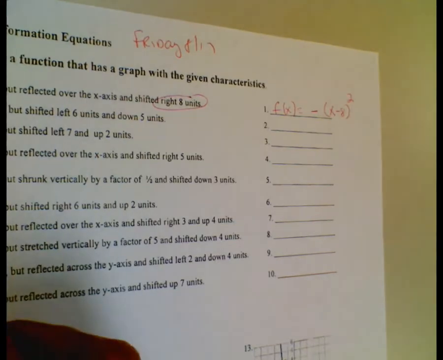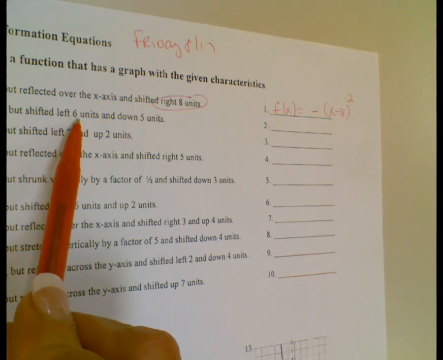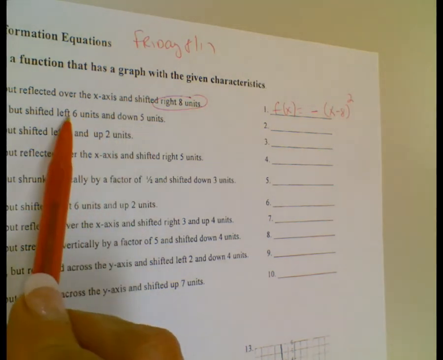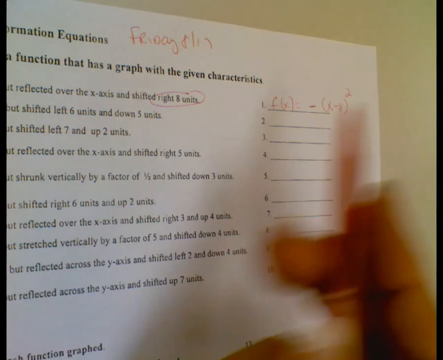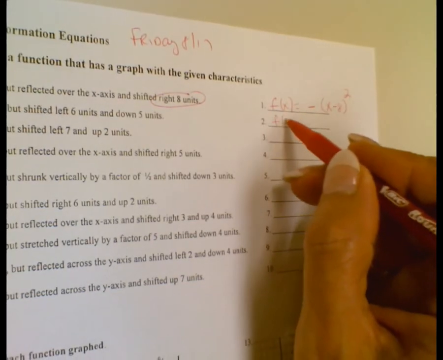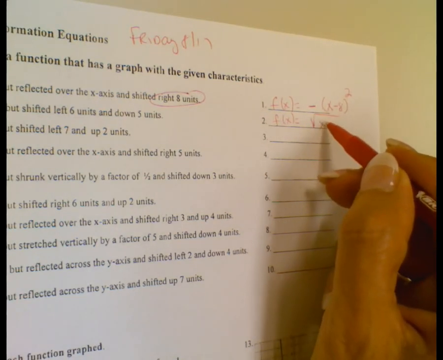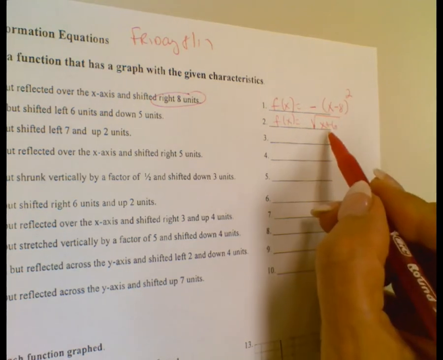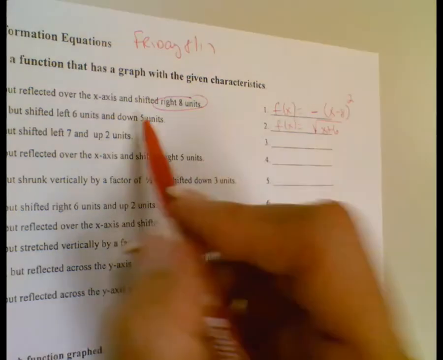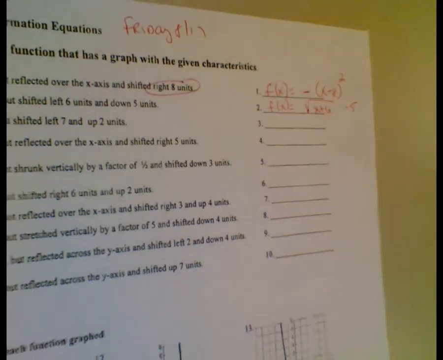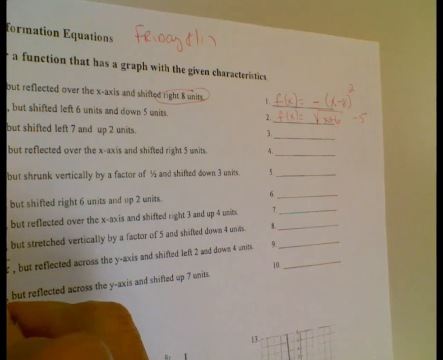The second one, what is that called? Square root function or radical function. You're going to shift it left 6, that goes on the inside of the radical, and down 5, that goes on the outside of the radical. So left means you're actually going to put a plus 6. So it's going to be f of x equals square root, and inside is going to be x plus 6. That's what left 6 looks like. And then down 5, put it on the outside of the radical. And you're done.